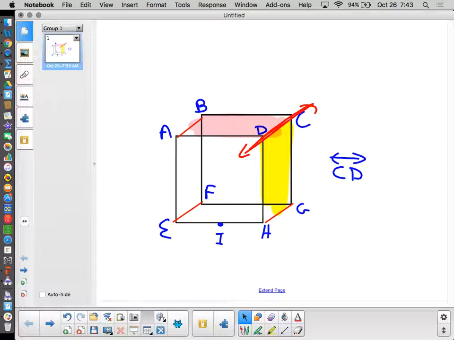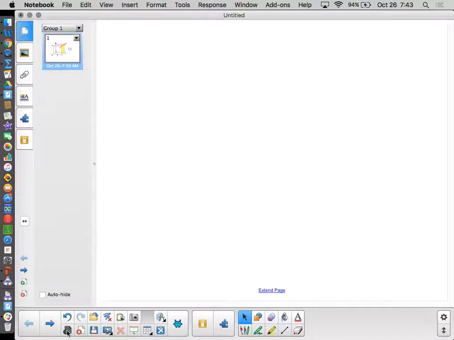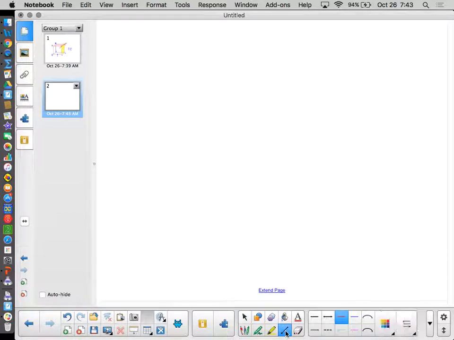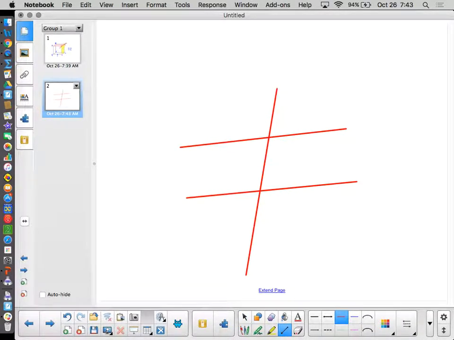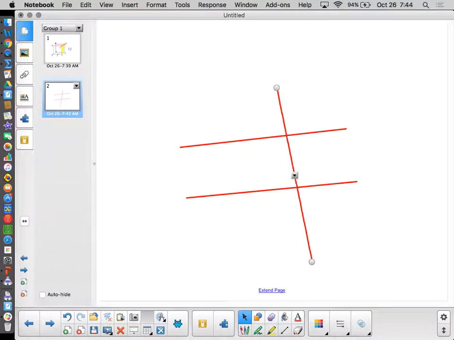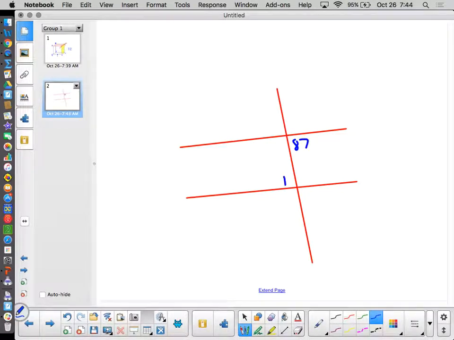So what would be the measure of angle 1? And I'll draw that up here for those watching. It's not necessarily drawn to scale. Hold on, let me fix that. It's this way. Okay, so we have 87 degrees here, angle 1 here, and angle 2 here. What's the measure of angle 1?